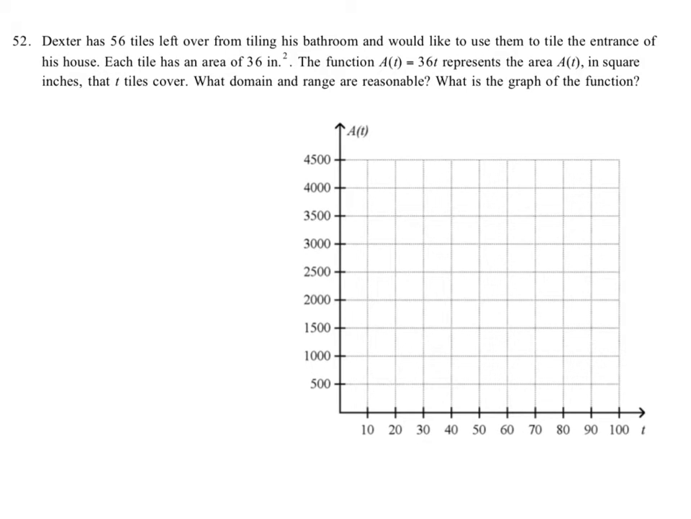All right, Dexter has 56 tiles left over from tiling his bathroom. He'd like to use them to tile the entrance of his house. Each tile has an area of 36 inches squared. So the function A of t equals 36 times t, or 36t, represents the area in square inches that t tiles cover. What domain and range are reasonable?